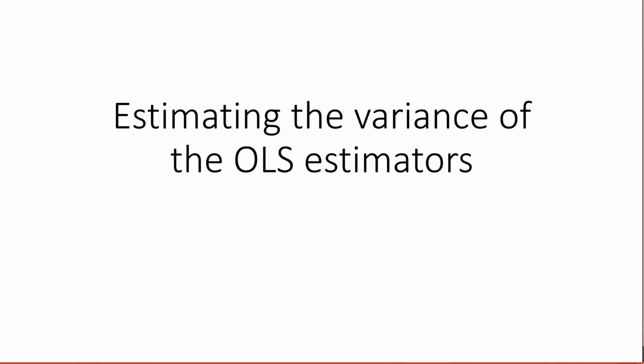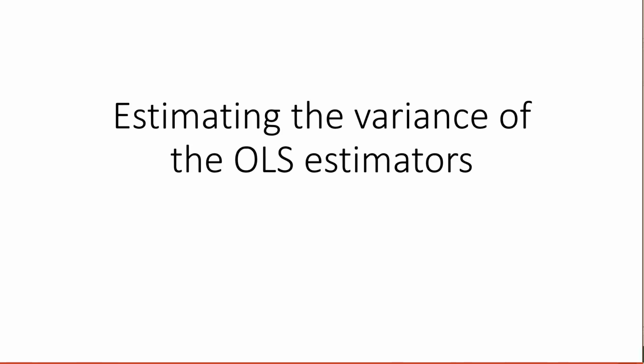Before starting this lecture, let's review a couple of things that we know about the linear regression model and the OLS estimators. So we have a linear regression model. We make the Gauss-Markov assumptions. The explanatory variable is exogenous. The variance of the error terms is constant, equal to sigma square.